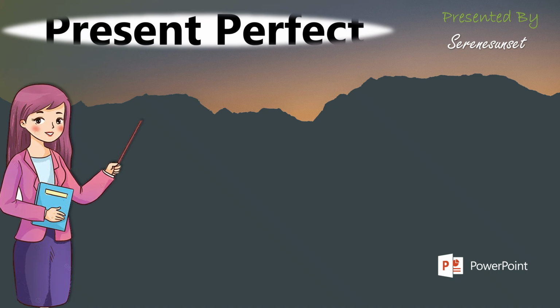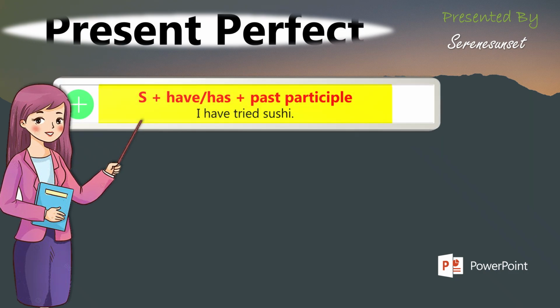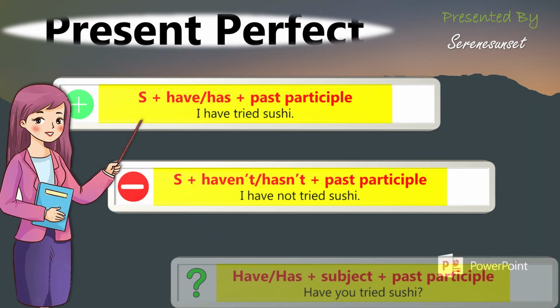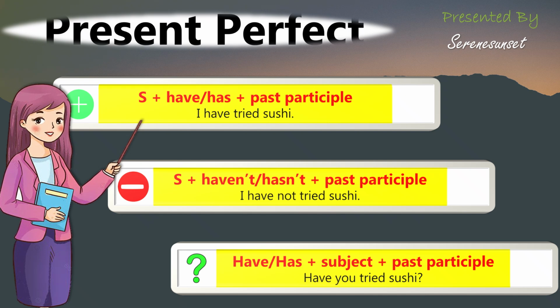Today we are going to learn about present perfect. The positive sentence structure is subject plus have, has plus past participle. Example, I have tried sushi. The negative sentence structure is subject plus haven't, hasn't plus past participle. Example, I have not tried sushi.